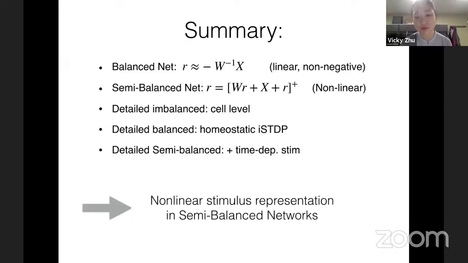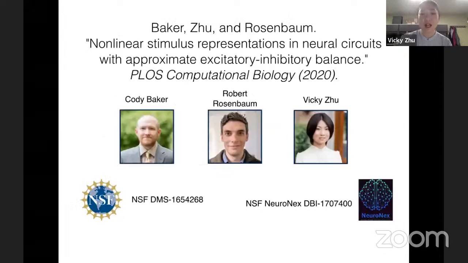So the take-home message for today is that in the semi-balanced network, we will see a nonlinear stimulus representation. If you want to investigate the work further, you can check out the paper we recently published in PLOS Computational Biology. This work is a collaboration between myself, a graduate student, the recently graduated fellow Dr. Cody Baker, and my professor Dr. Rosenbaum, and funded by various sources including NSF and NeuroNex. I'm ready to take any questions.